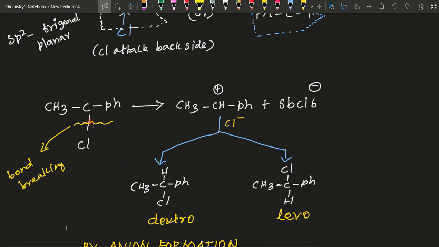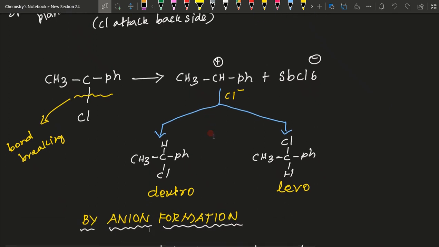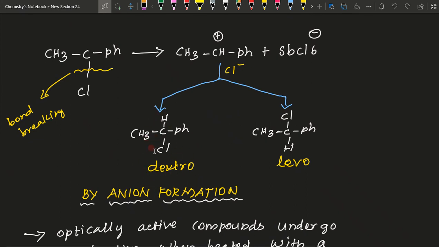Here bond breaking, here bond breaking between carbon and chlorine. It gives CH3 CH positive ion and phenyl group plus SbCl6, the antimony hexachloride. So the Cl is going to take the place, going two ways, and it gives two possible compounds. This is the dextro form, this is the levo form.